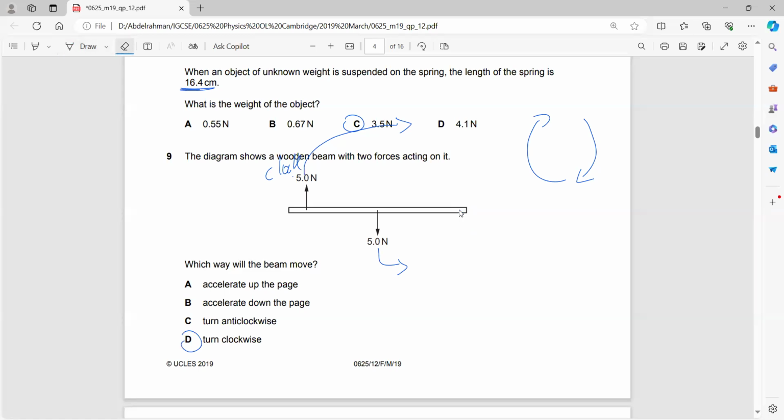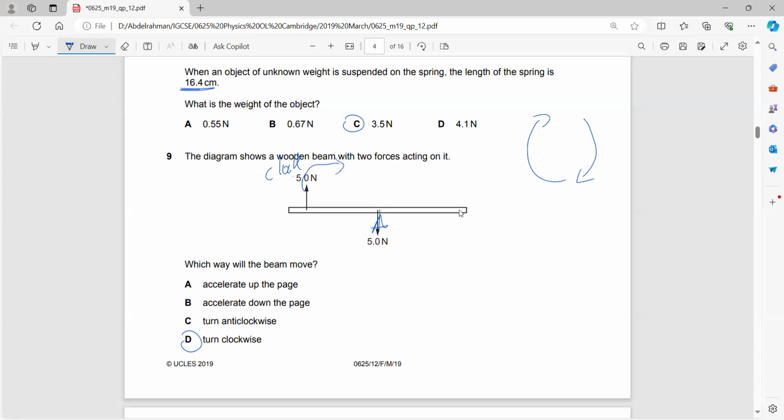What if, for example, I took the pivot to be in the middle? Exactly, in the middle. Again, this force, the 5 Newton force, wouldn't apply a moment at all. Why wouldn't it apply a moment? Because the distance is 0, so this force is cancelled.